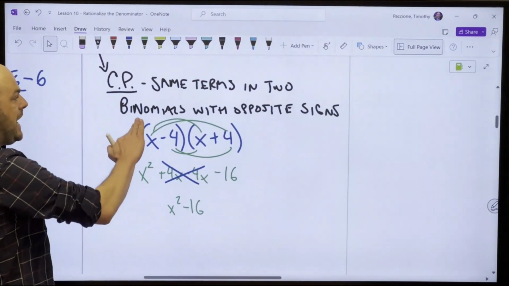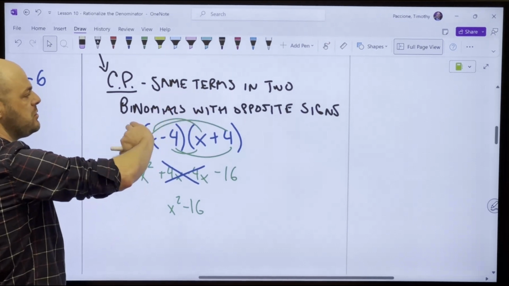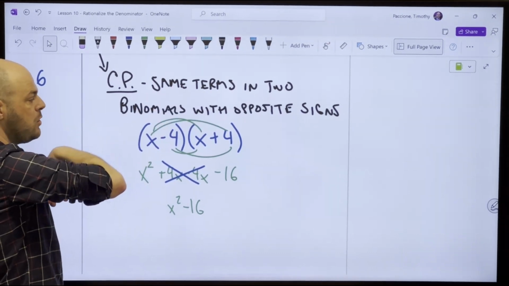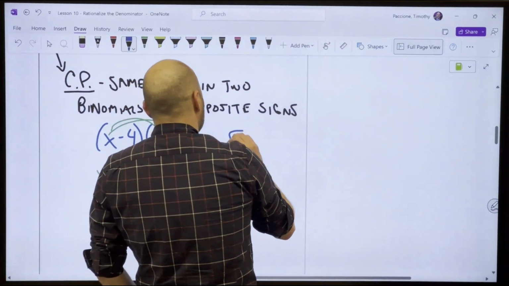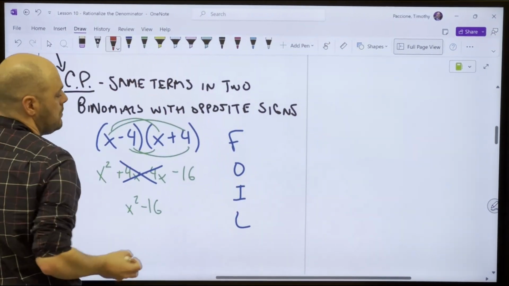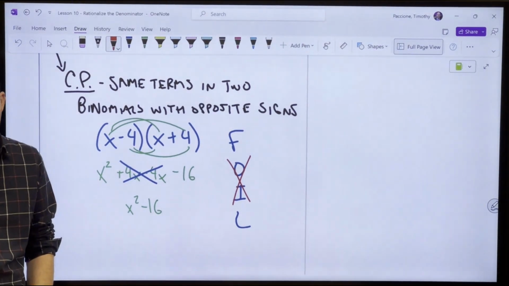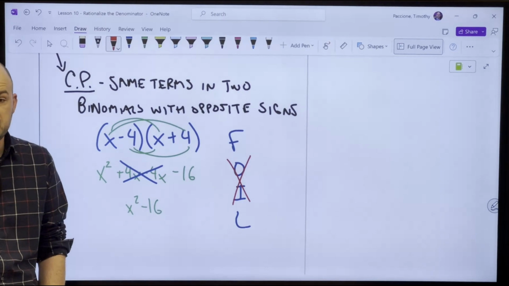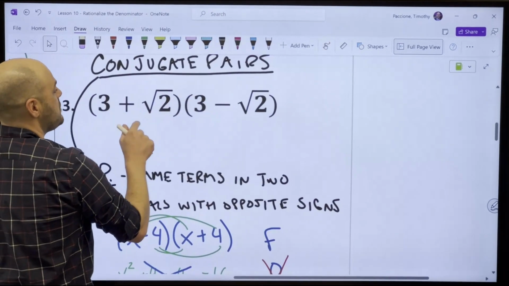Now, that is something we can use to our advantage, right? Because anytime you have conjugate pairs, the same terms in two binomials with opposite signs, what happens? Yeah, your FOIL becomes FL. You get rid of the OI, just FL, which is actually kind of nice, right? Let's prove it again. Ready? If I FOIL this, right?